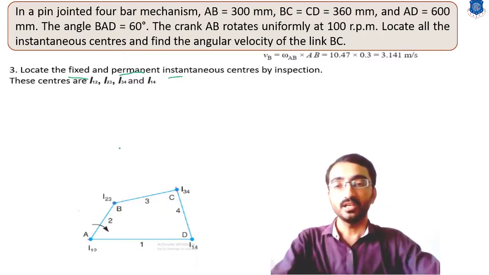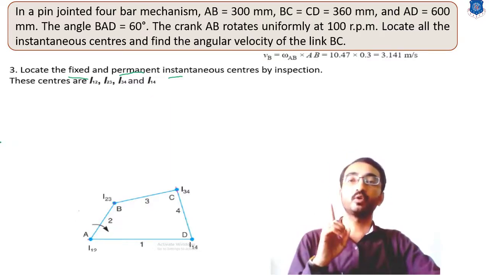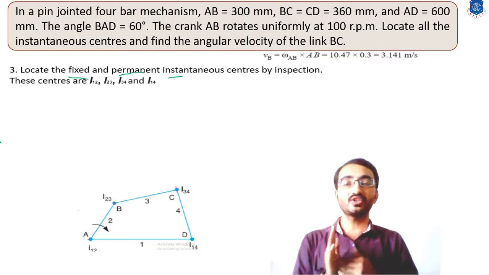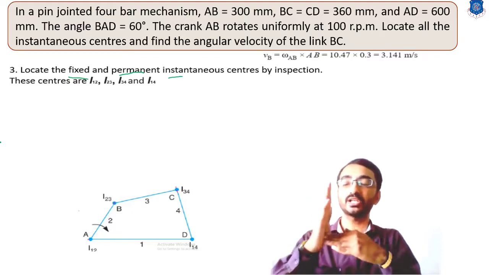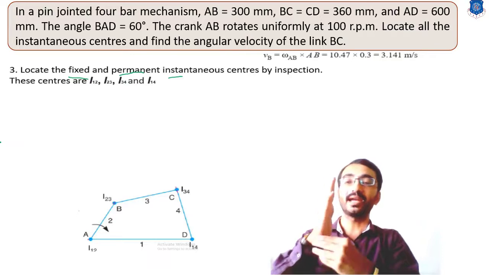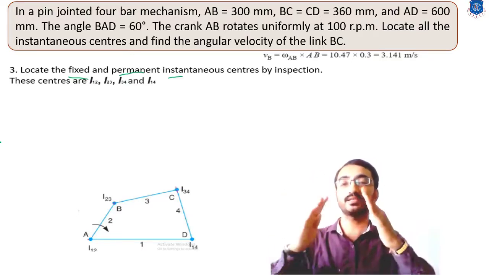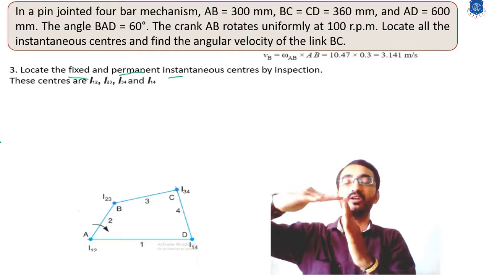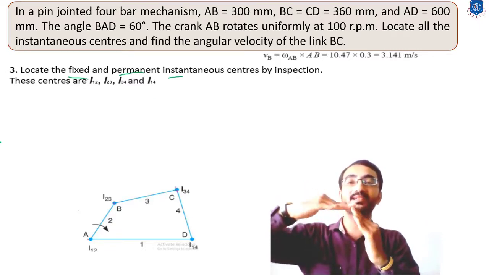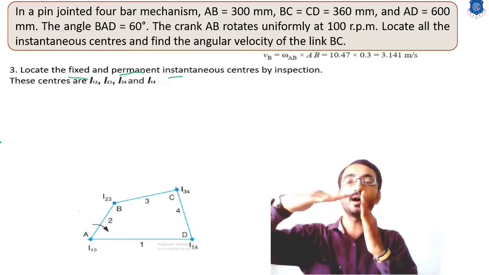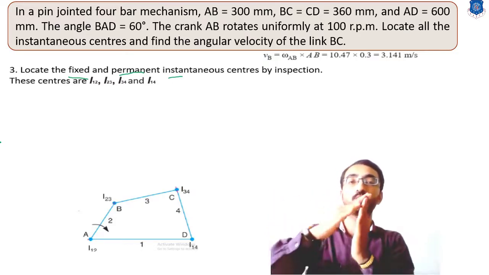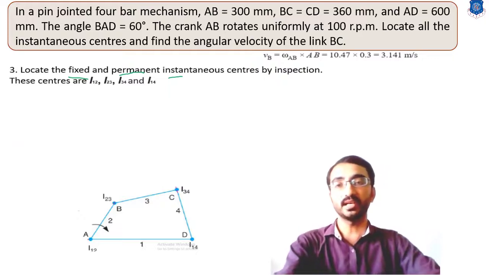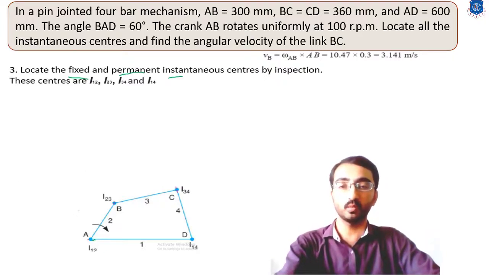In this mechanism, consider the first rule of location: in the case of a pin joint between two links, we have to locate their instantaneous center at their joint point. If you consider these two links, the connection of 1 and 2, this pin joint is considered as the instantaneous center because about this point the whole link is assumed to be rotating. So for link 1 and link 2 we can say I12 is a fixed point by simple inspection method.